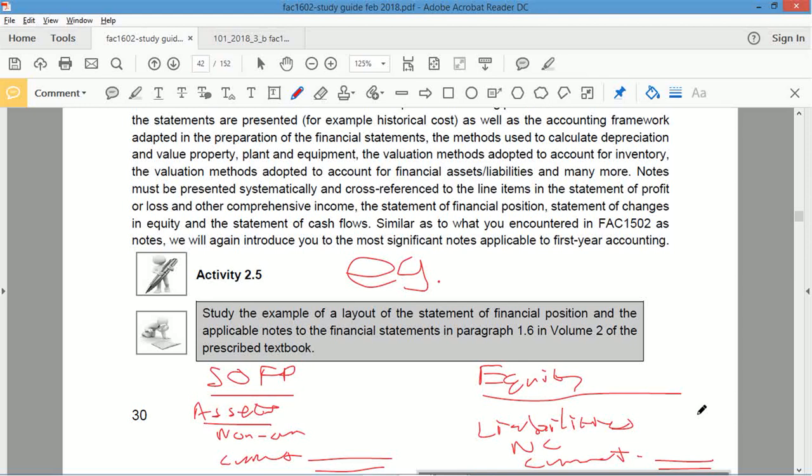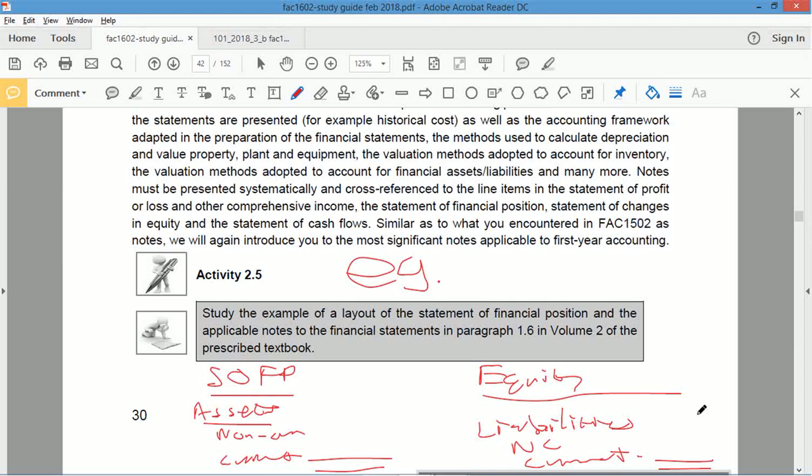Okay, under current, write debtors. And just a note, when you do this, non-current normally should come before current. It doesn't matter now, but just try. It just looks better. It looks a bit odd when current comes first. But it's fine. Debtors and inventory.